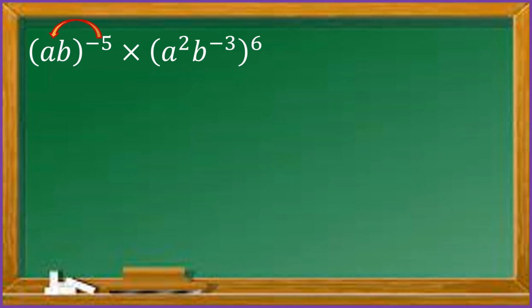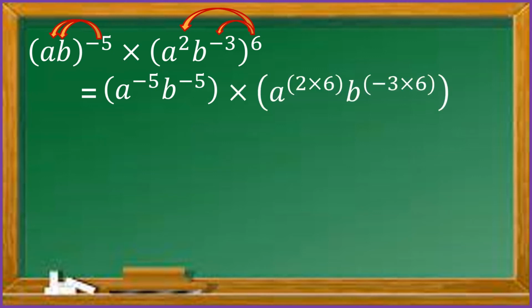So the first thing we need to do is to distribute negative 5 to A and B. In doing this, we have A to the negative 5, B to the negative 5. Times, we are going to distribute 6 to 2 and negative 3. So the result would be A to the power of 2 times 6, B to the negative 3 times 6.